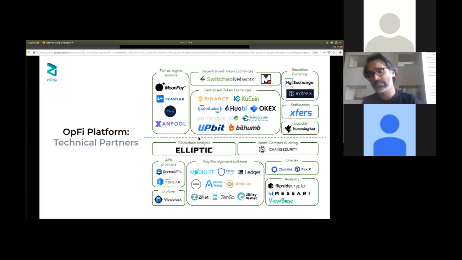Elliptic is one of the partners that has integrated their chain analysis tools with Zilliqa. So if any illicit activity happens, Elliptic would be able to flag that to a DApp developer, for example.